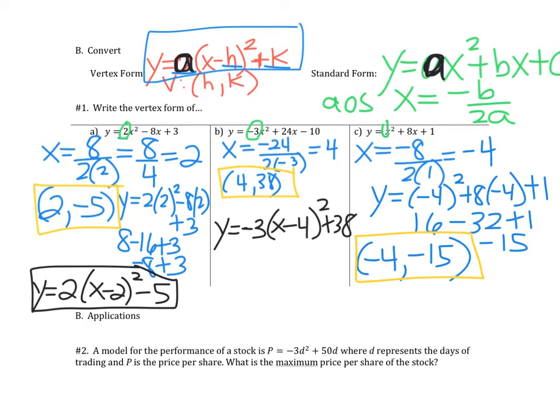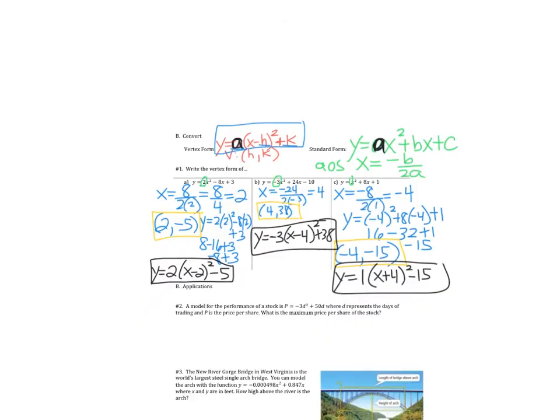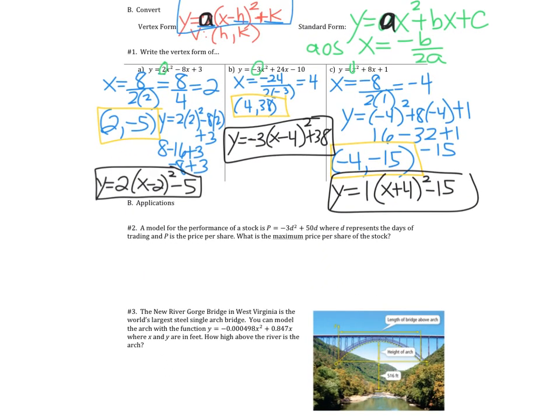So let's write it. Y equals, you can write 1 or not, it's up to you, x plus 4 squared minus 15. So there we go. Hopefully you got that right. If not, that's okay. You're going to get lots of homework to practice. You're welcome. All right, so let's move on.